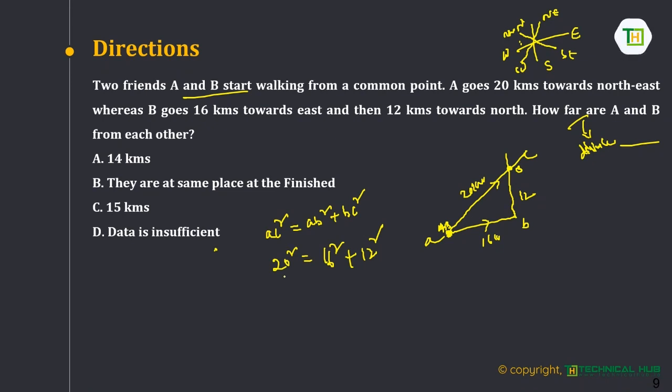So 20 square means 400. Here 16 square means 256, and 12 square means 144. Adding both gives 400. Here also 400, which means the A and B positions exactly intersect. B is moving towards the same point, so finally they are at the same place at the end. A is in this place, B is here, and both end up at the same place. So the final answer is here.